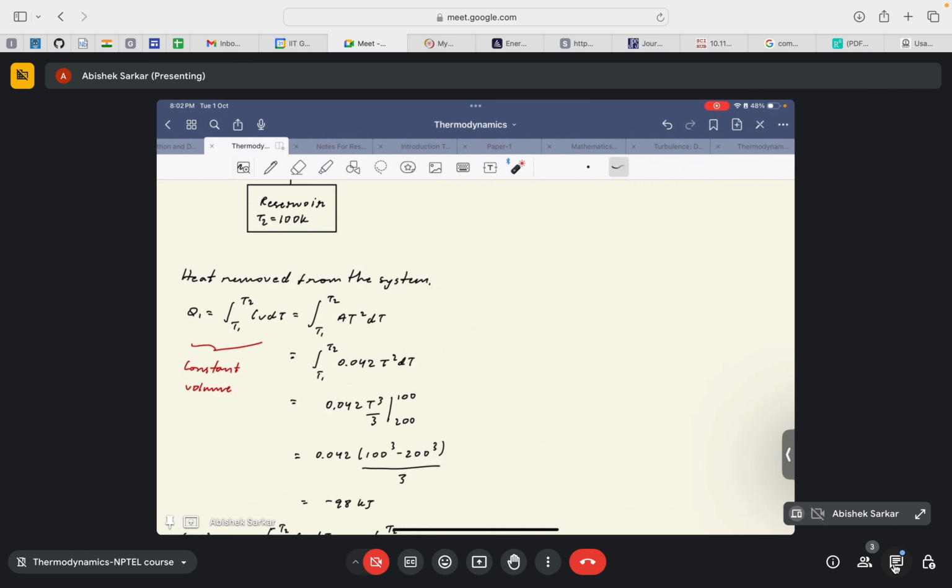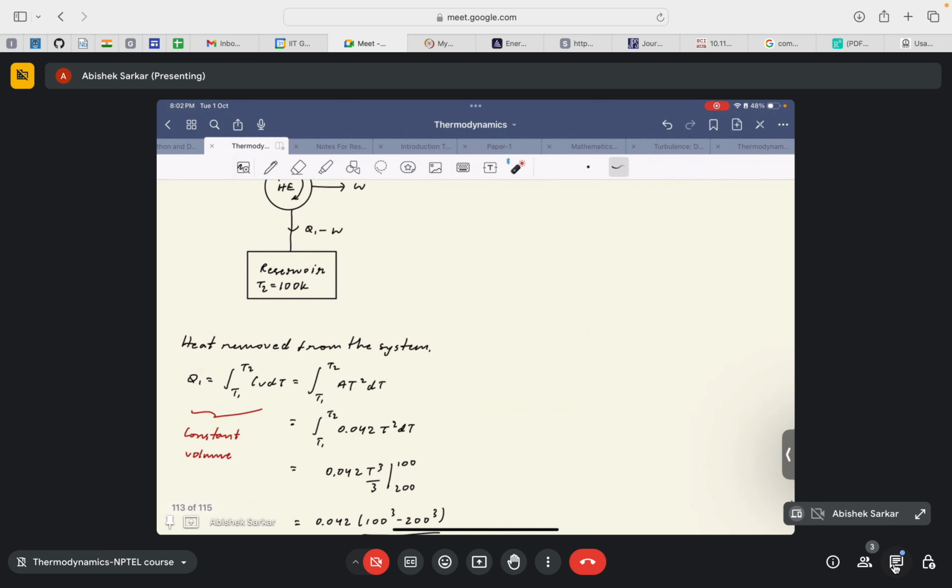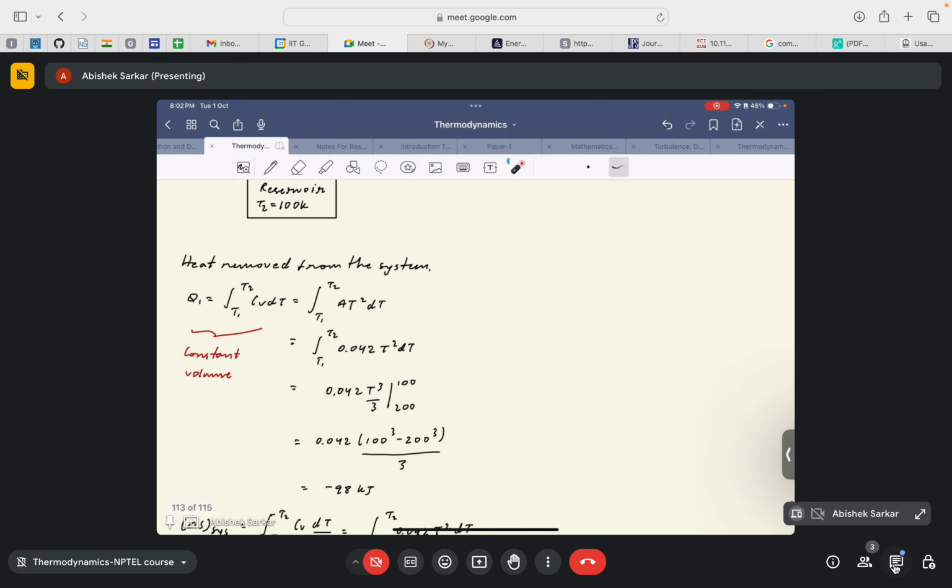So 0.042 into T cube by 3 from 200 to 100, because now heat is being transferred from the source to the reservoir. Okay, so the initial temperature is T1 and it's transferred to a final temperature of 100, T2. So the integration will be from 200 to 100. Okay, that's the catch in this question.